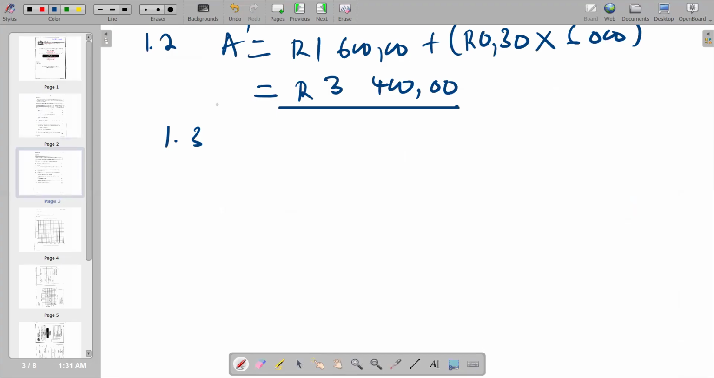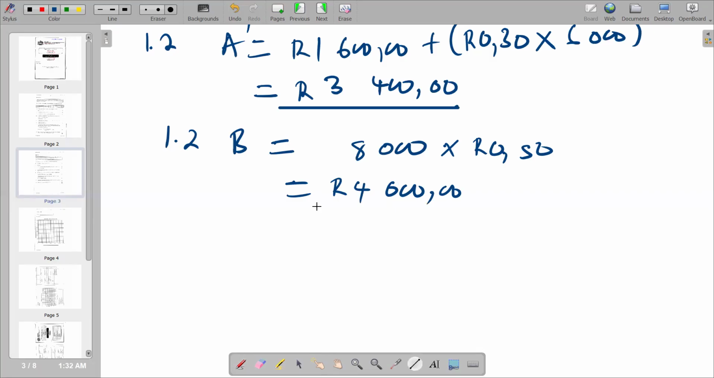We're still on 1.2, calculating B, and we're saying 8,000 multiplied by 50 cents, and then the final answer that we're supposed to get is 4,000. So this becomes your final answer. So basically, that's what we have on that part.